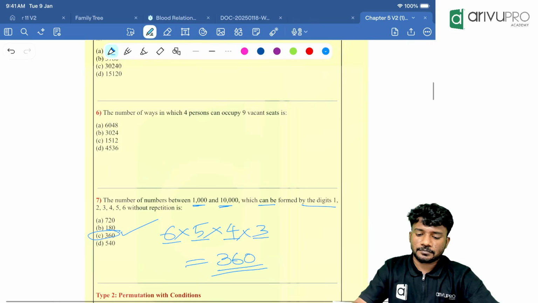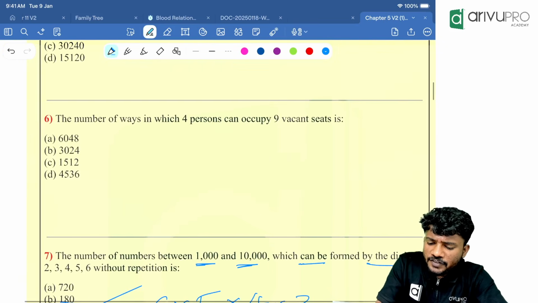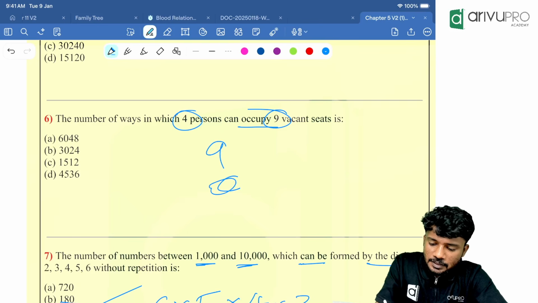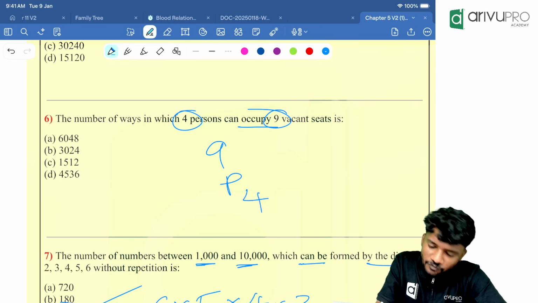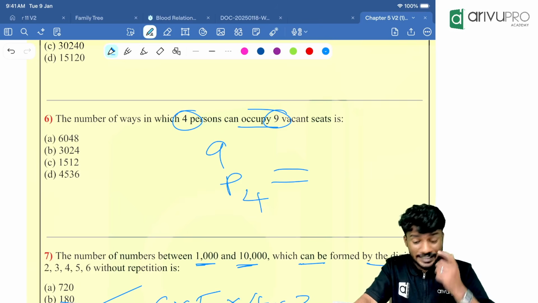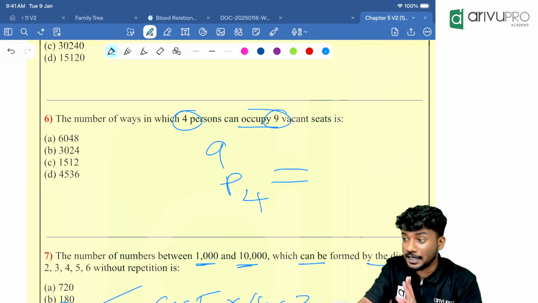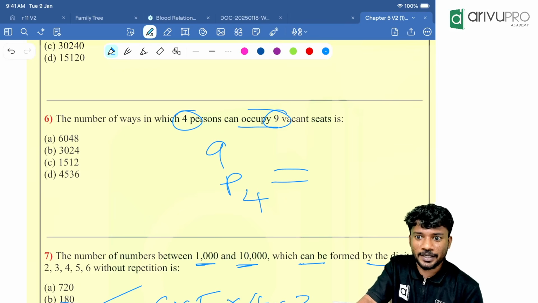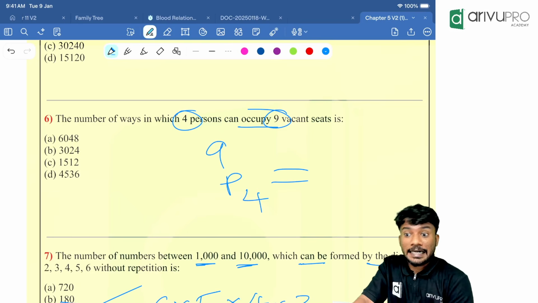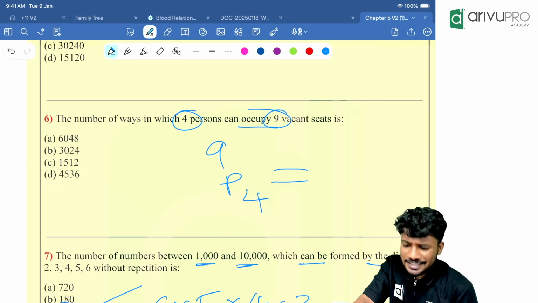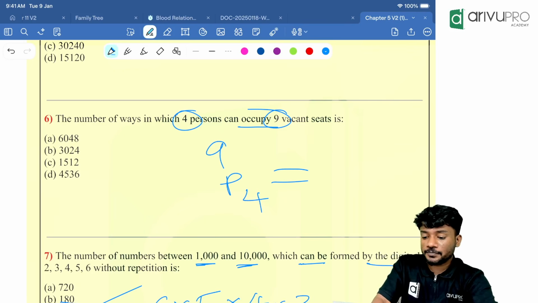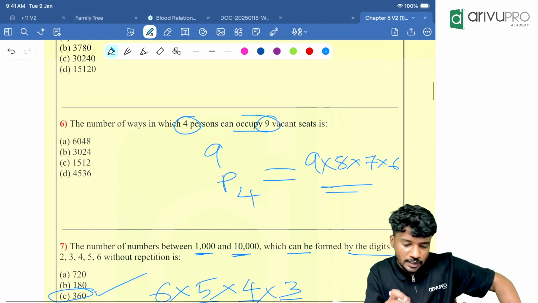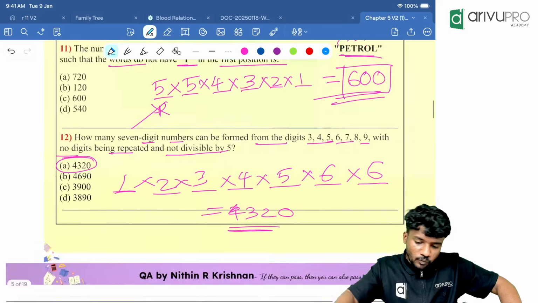Understood this, people? Now, a direct question. The number of ways in which 4 persons can occupy 9 vacant places. You can directly go with 9P4. Okay, I'll teach you this shortcut in combination. How did I go for directly 9P4? Usually we talk about 9 people going to sit in 4 vacant places. Now we are talking about 4 people arranged in 9 vacant places. So 9P4 is the given case. 9P4 is how much? 9 into 8 into 7 into 6. So 3024.